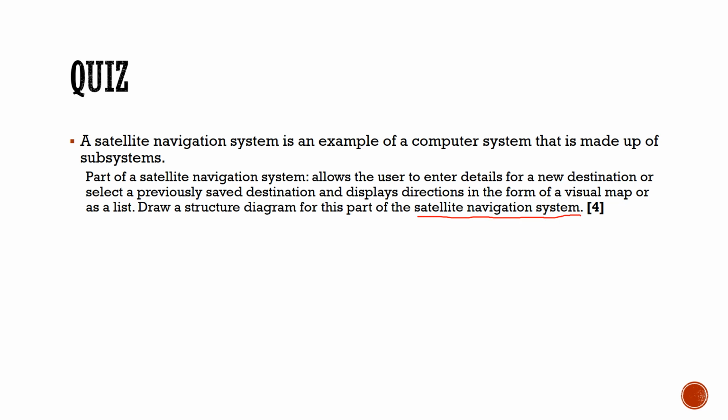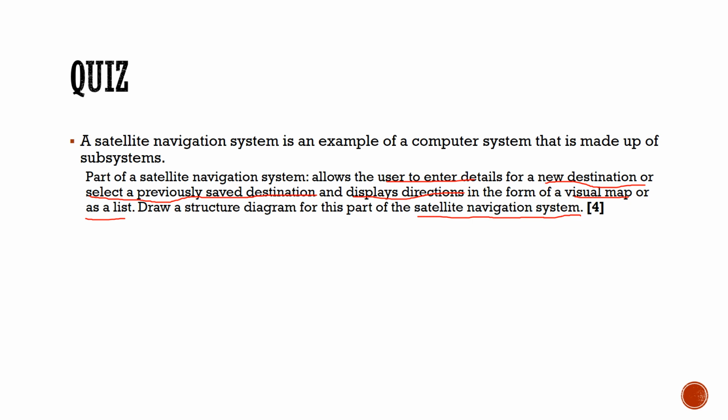And as you can see, it is going to allow the user to enter details for a new destination, right? Or select a previously saved destination. It is user input, and display directions in the form of a visual map or as a list. So these are two options that have been given for user enter detail and display direction.